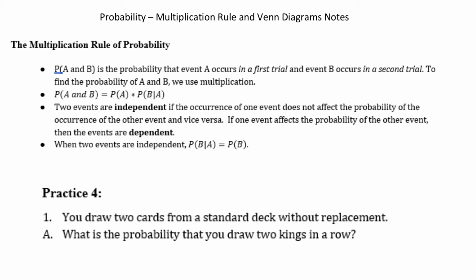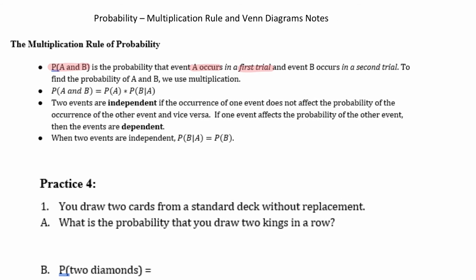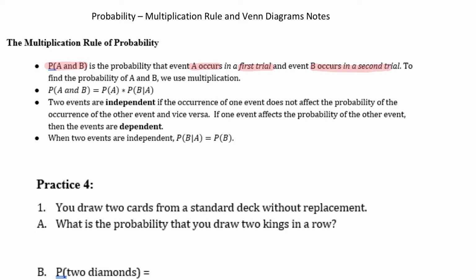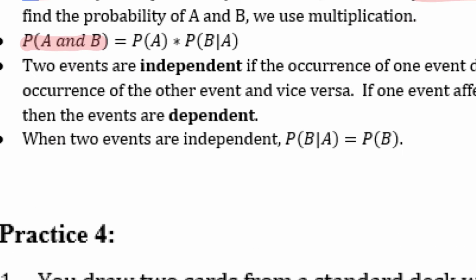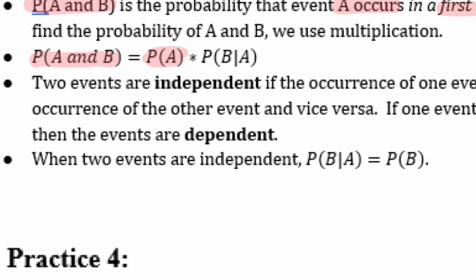So we'll read through this, and notice how it's written: the probability of A and B is the probability that the event A occurs in the first trial and B occurs in the second trial. To find the probability of A and B, we must use multiplication. We find that by multiplying the probability of getting A times the probability of getting B, given that A has already happened.